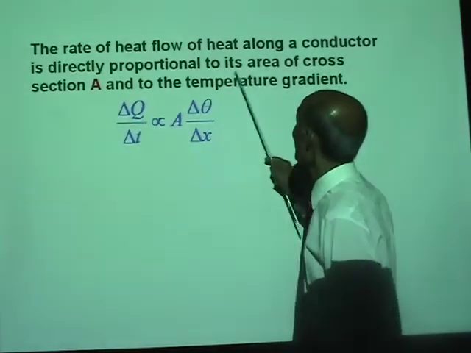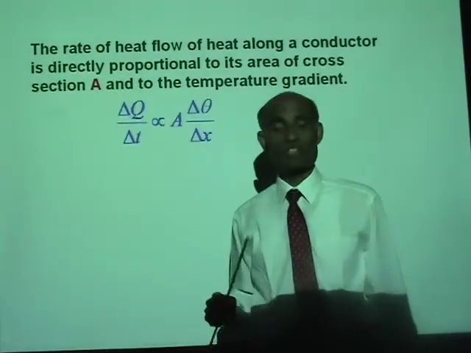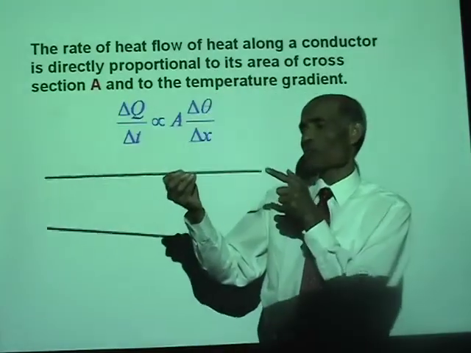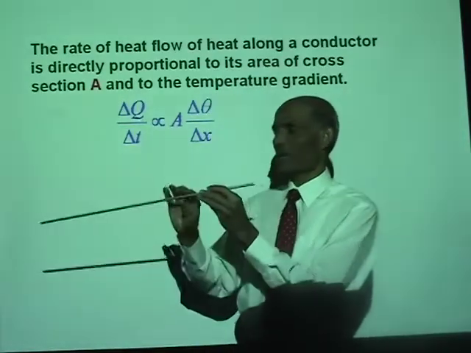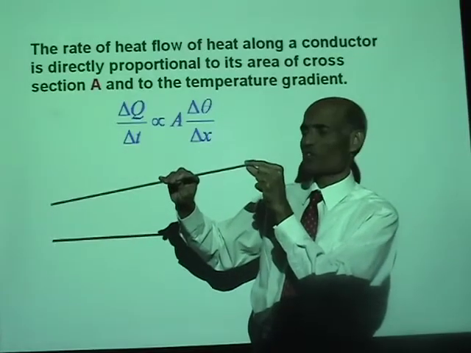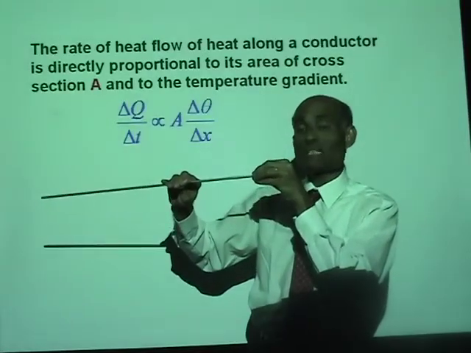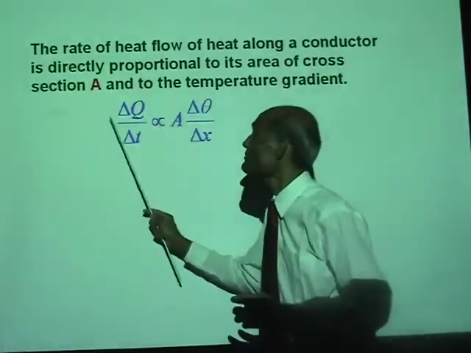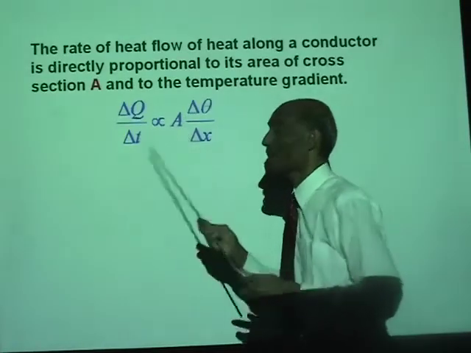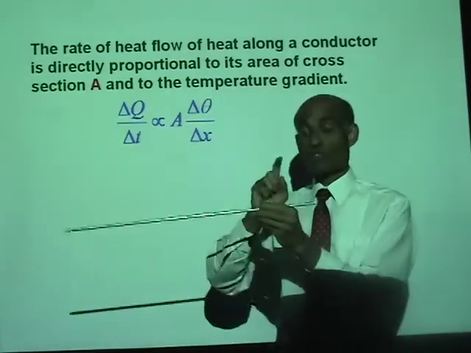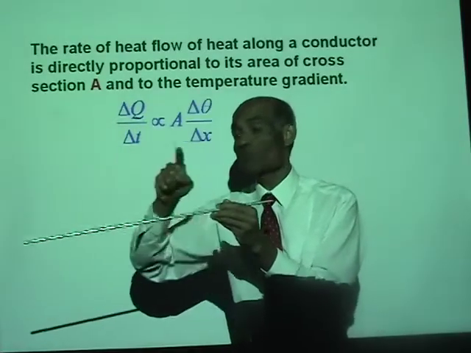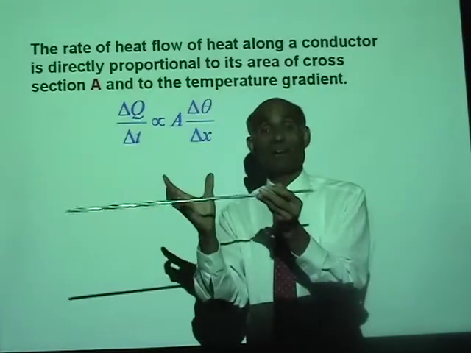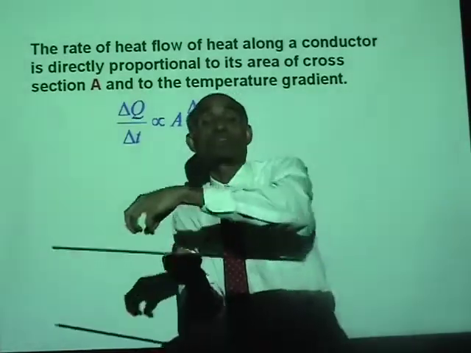Is directly proportional to the area of cross-section A. In other words, if heat is passing from this end to that end, this is the area of cross-section. Now, if the area is greater, more heat will be able to pass through it. So the rate of heat flow is directly proportional to the area of cross-section, and also it is directly proportional to the temperature gradient. That means if the temperature difference is greater, heat will flow at a faster rate.